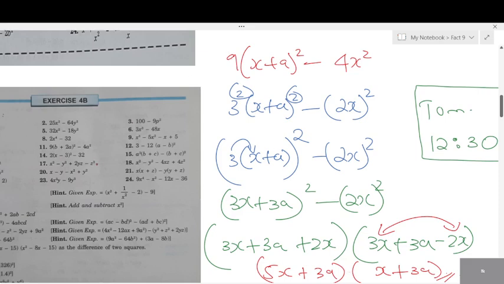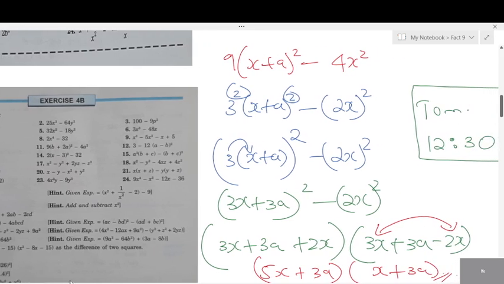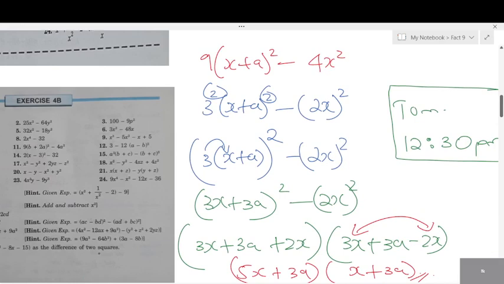Remember, 9 is given. If you have understood this, which question was this? This is 10. Try the 11th one. All of you will try the 11th. First complete this, try the 11th. I'll give a break. After that, we'll start trigonometry.